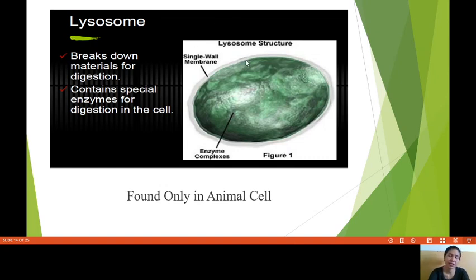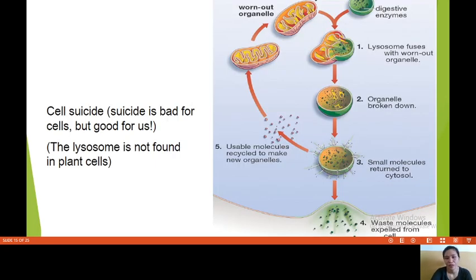These lysosomes are like the garbage collectors. They collect the cell parts that are not working anymore or not working properly, break them down inside the lysosomes, and then get all the nutrients from that organelle. They break down materials for digestion and contain special enzymes for digestion in the cell. This is called cell suicide. It's bad for the cell, but it's good for us. Again, these are only found in your animal cell.